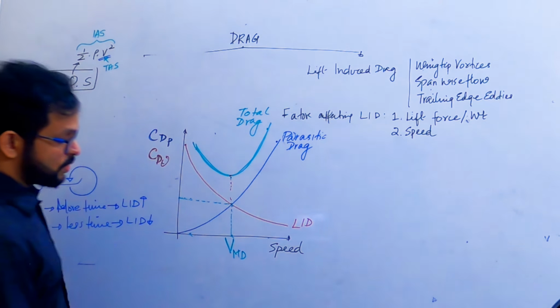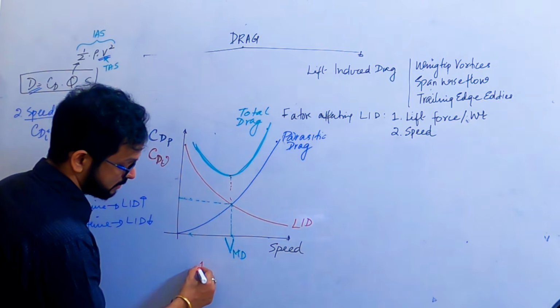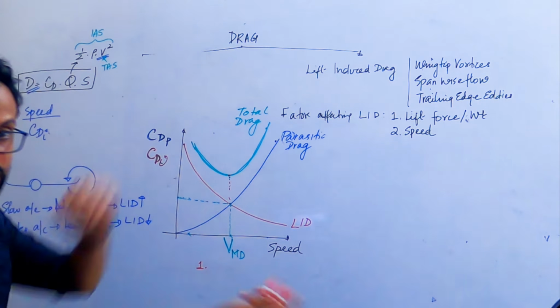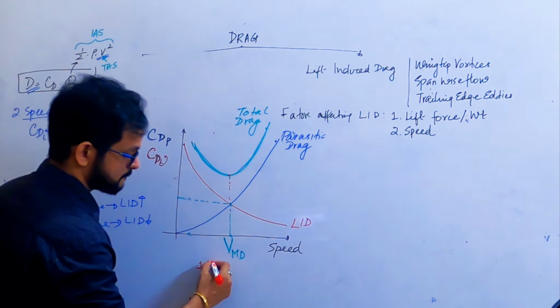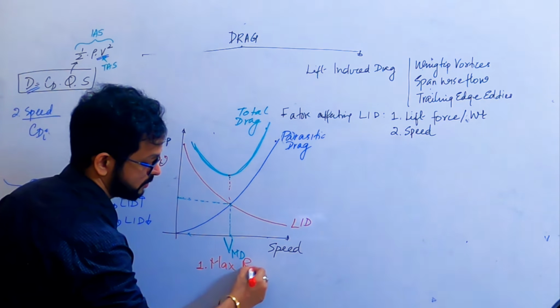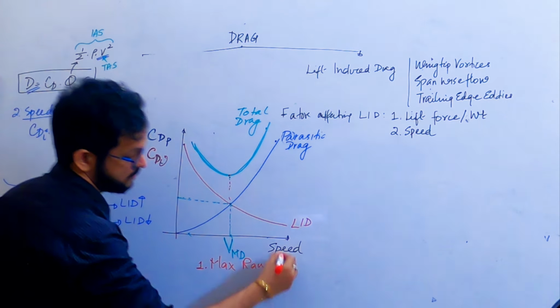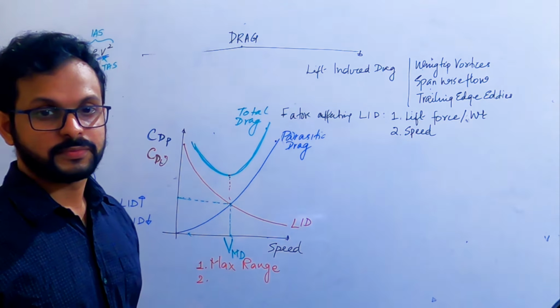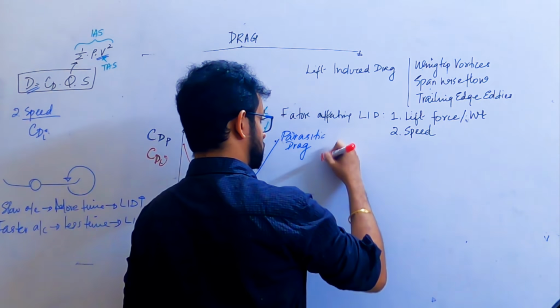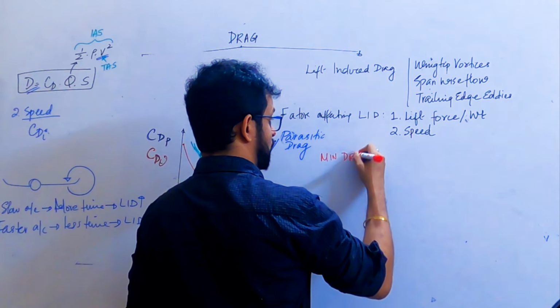Now tell me, what are the advantages of flying at minimum drag speed, one by one? Yes, Dipanshu, the first one, advantage of flying at minimum drag speed. So the best thing is that you will get the maximum range. That's right. So maximum range. Yes, Anuj, another advantage of flying at minimum drag speed. So flying at minimum drag means, what is drag?